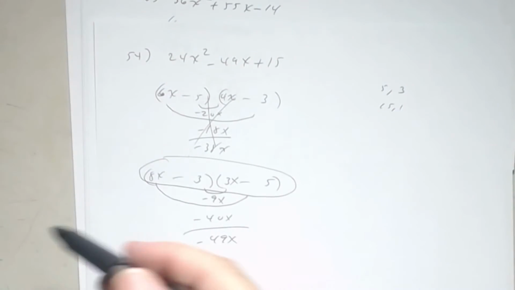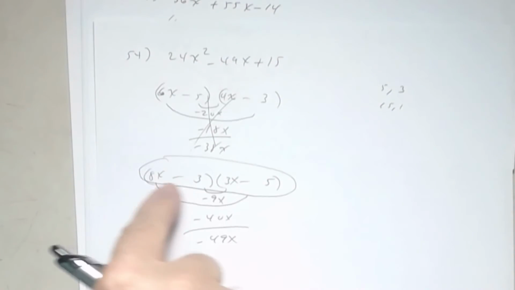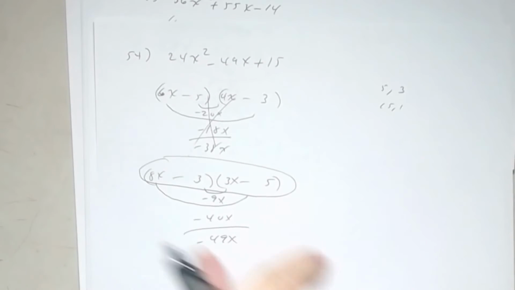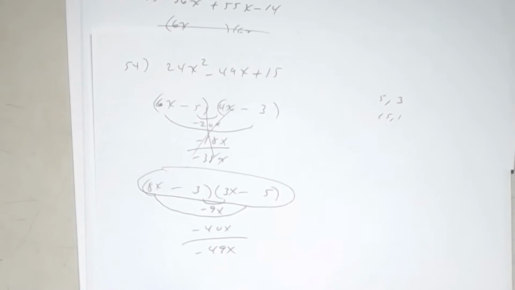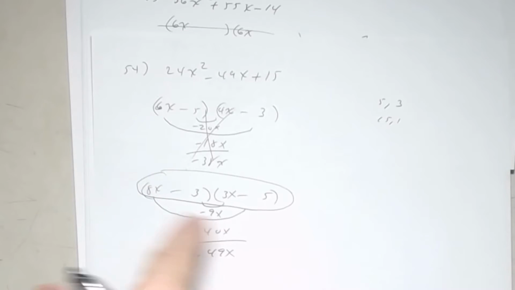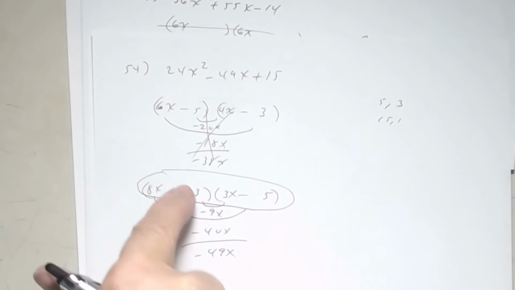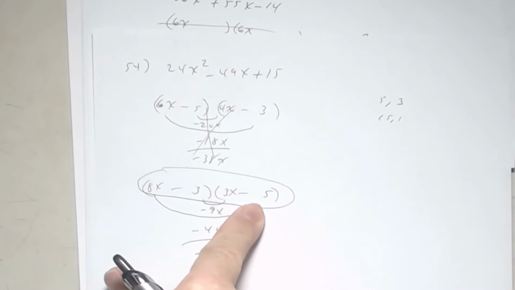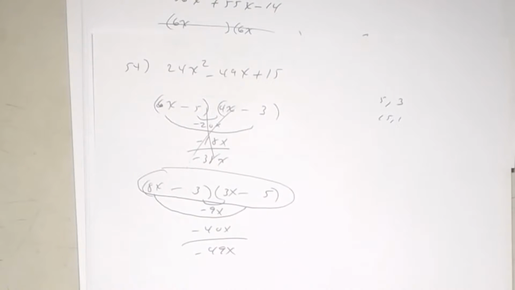And again, check before you move on. So 8x times 3x is positive 24x squared. The outer is negative 40x. The inner is negative 9x. When you add them up, you do get negative 49x, which is the middle. And a negative times a negative is a positive. So negative 3 times negative 5 is a positive 15.